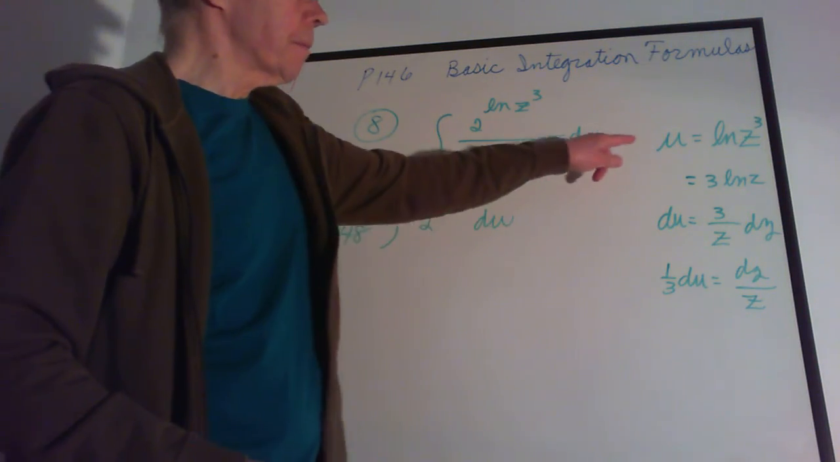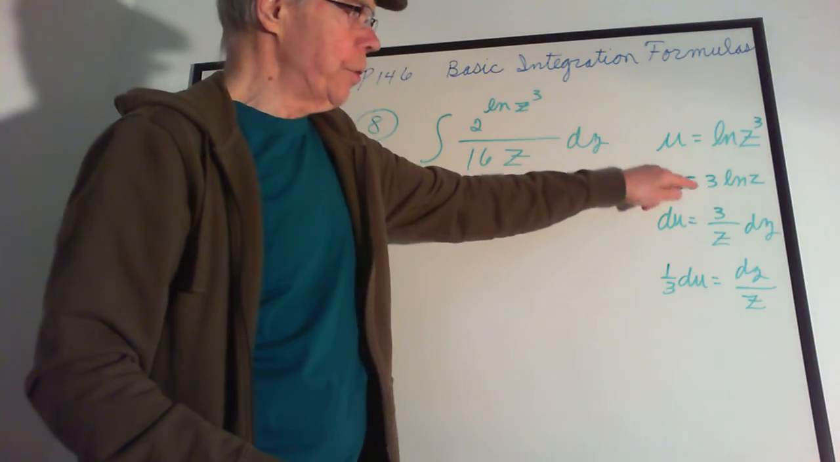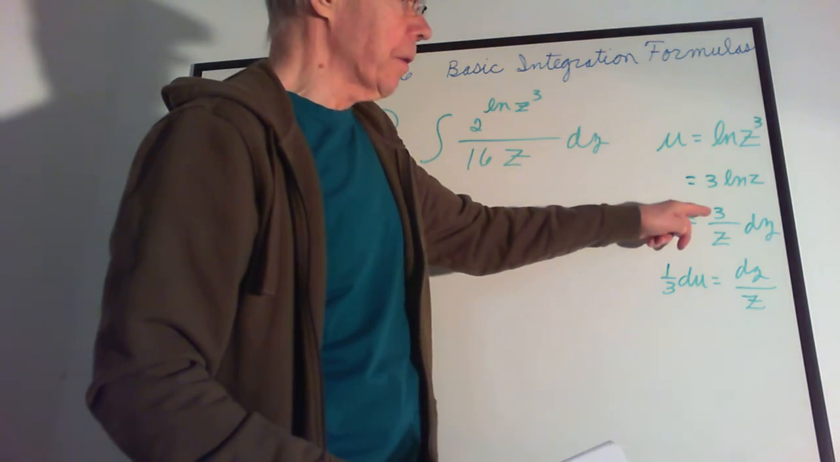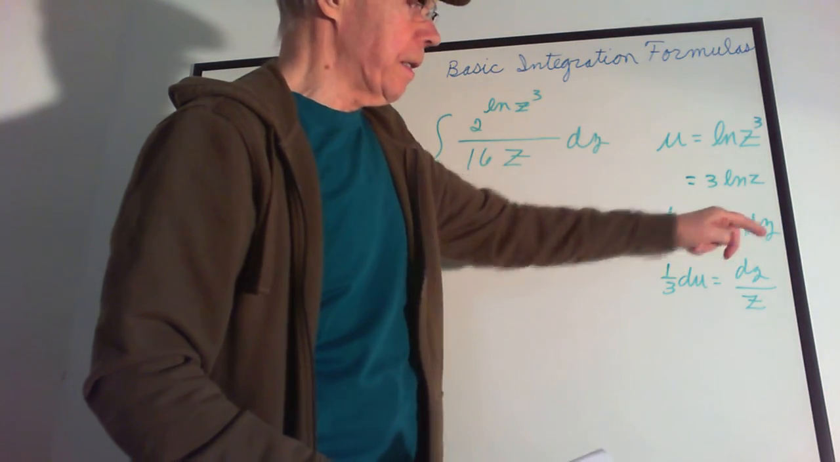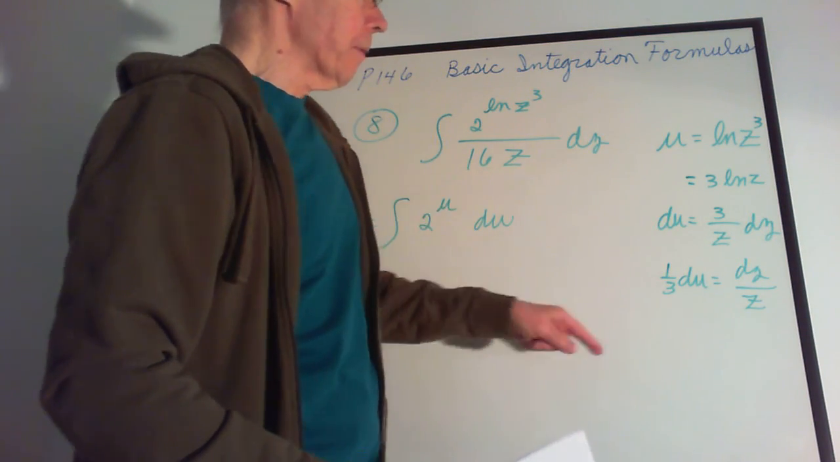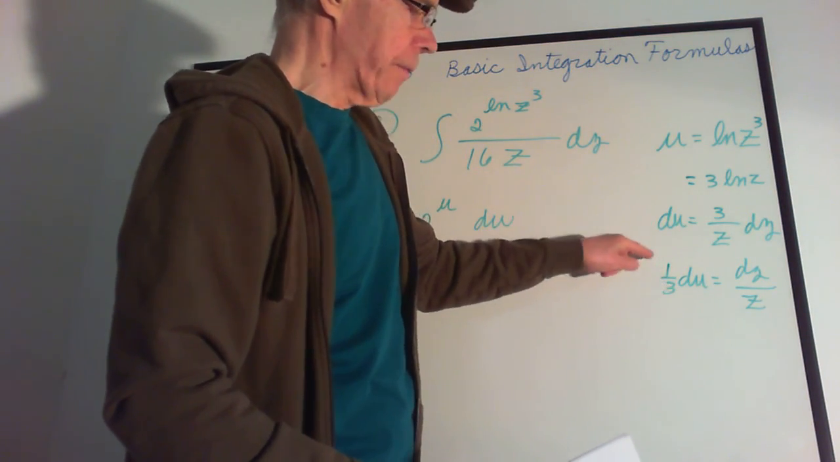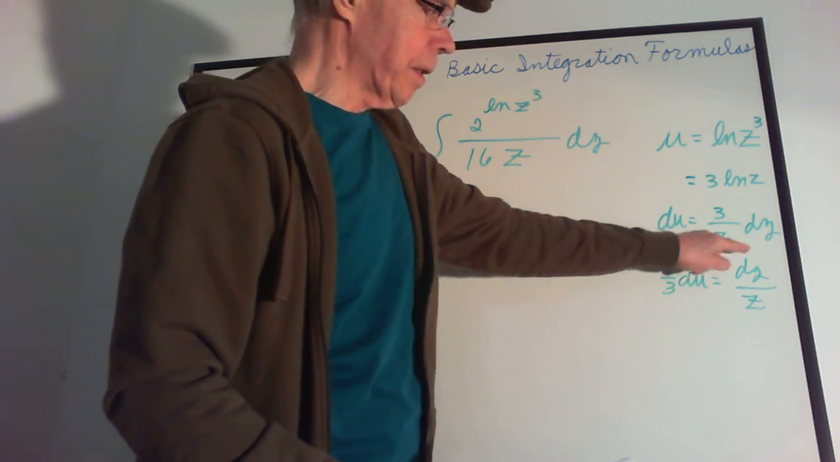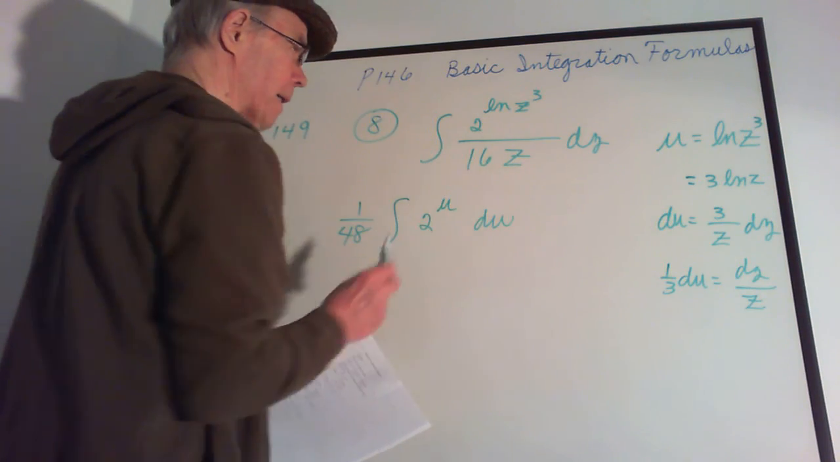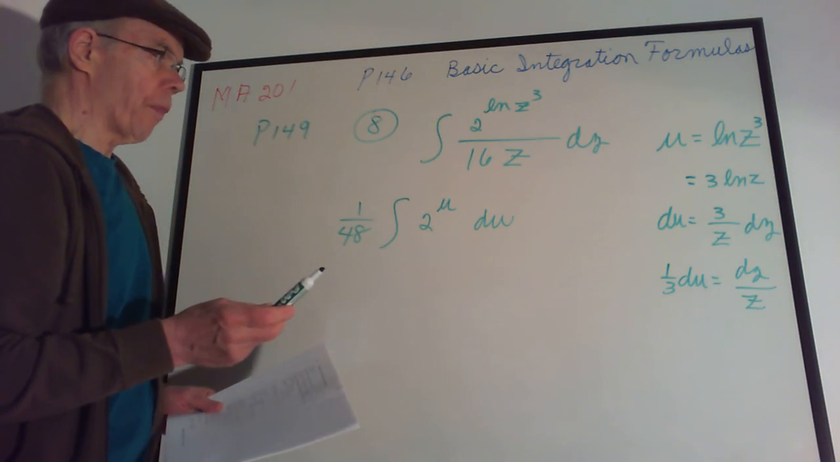Alright. I'm going to write u equal to 3 times natural log of z. Take the derivative of it. It's going to give me 3 over z dz. I don't have a 3 here, so when I substitute in, I have 1/3 du equal to dz over z. I have my dz, I have my z. I don't have my 1/3.